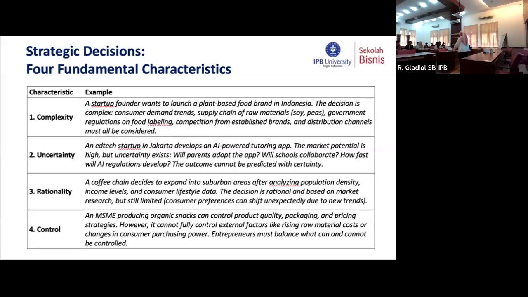Okay, rationality. A coffee chain decides to expand into suburban areas after analyzing population density, income level, and consumer lifestyle data. The decision is rational and based on market research, but still limited. Consumer preferences can shift unexpectedly due to new trends.